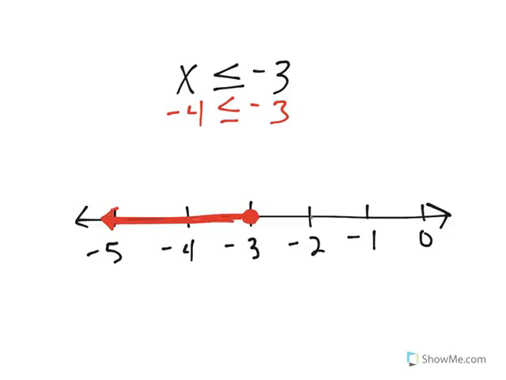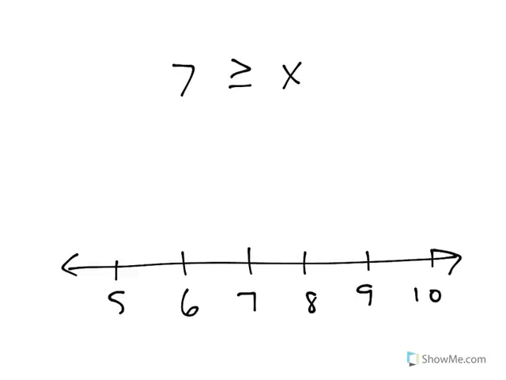Okay, please do not just think that it's always going to go the direction of like this symbol, because I can reverse the inequality and put the x or the variable on the right side, and that makes your line a little bit different. Okay, so let's look at this example. Let's say I have 7 is greater than or equal to x. So I know 7 is going to be a solution, so I'm going to put a closed circle.